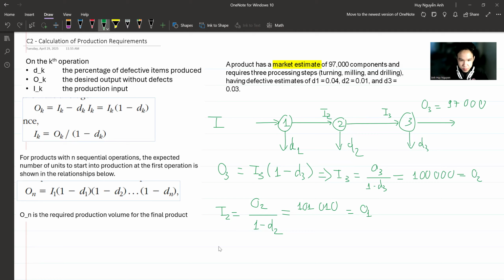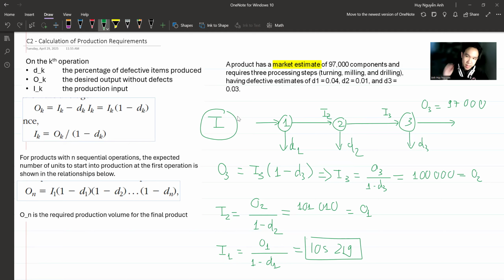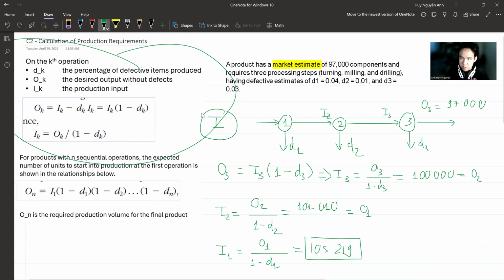All right. So I1 here is from O1. Here is the input of the process at the beginning. We must have 105,219 components so that at the end of the process, after three steps, we satisfy the market estimate of 97,000 components. Okay, so yeah, this is the example.